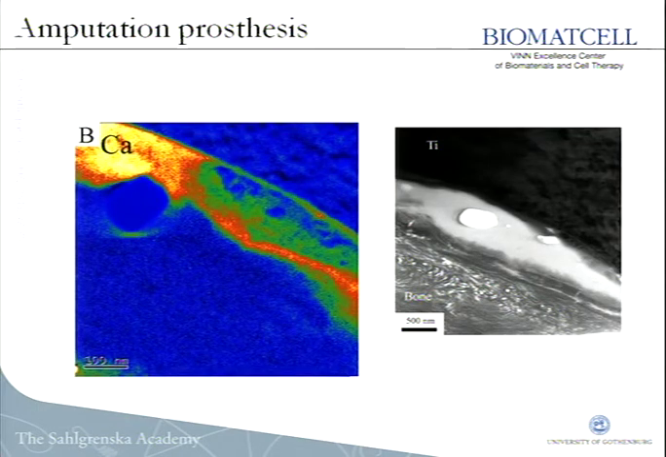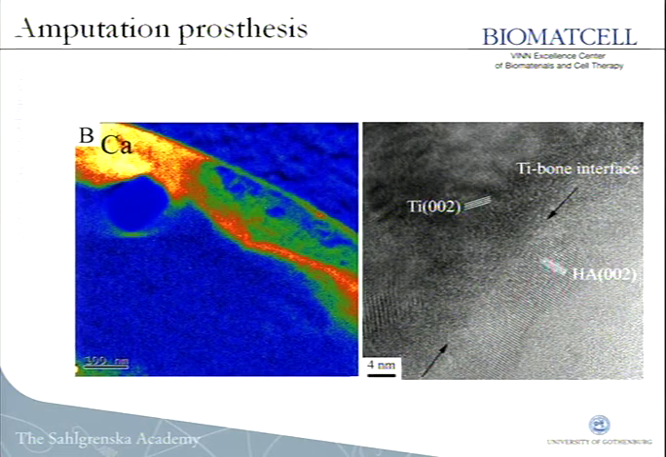And we can filter the electrons by energy, seeing that we have calcium sitting directly on the titanium surface. And in high resolution, we can identify by measuring the lattice parameters that it is hydroxyapatite and titanium. So we have the intact interface for the first time, as Professor Thompson mentioned.